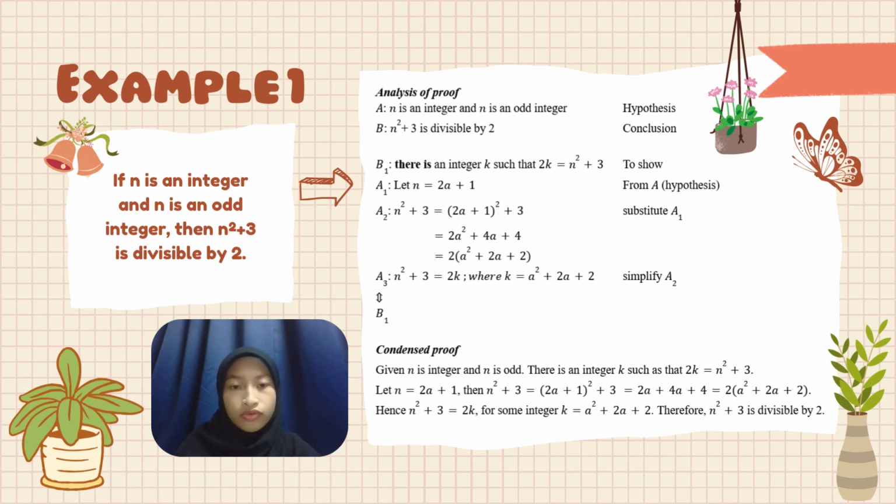Then we write B1 to show that there is an integer k such that 2k equals n squared plus 3. Then we write A1 from A, which is the hypothesis. Let n equal 2a plus 1. Then A2, we substitute A1. n squared plus 3 equals (2a plus 1) squared plus 3 equals 2a squared plus 4a plus 4. Then we factorize: equals 2(a squared plus 2a plus 2). Then we write A3, we simplify A2, so n squared plus 3 equals 2k, where k equals a squared plus 2a plus 2. So we get A3 equal to B1.